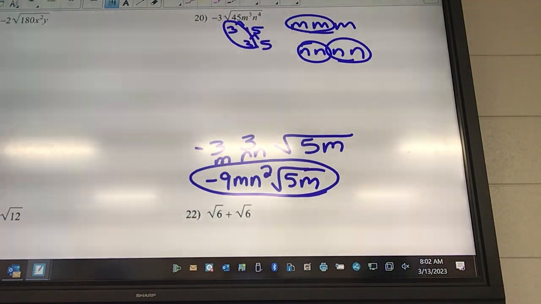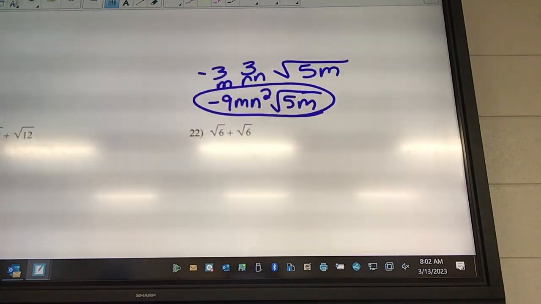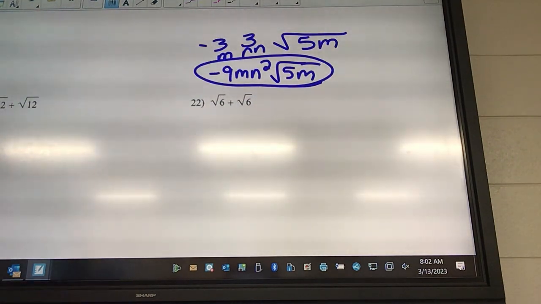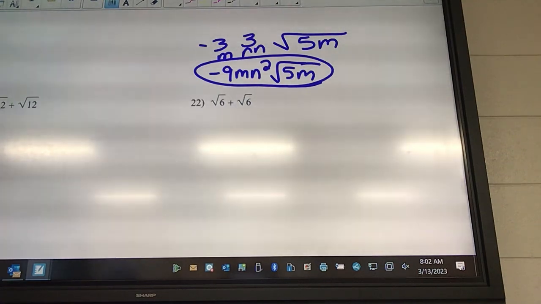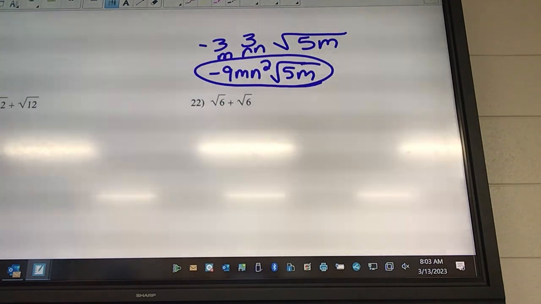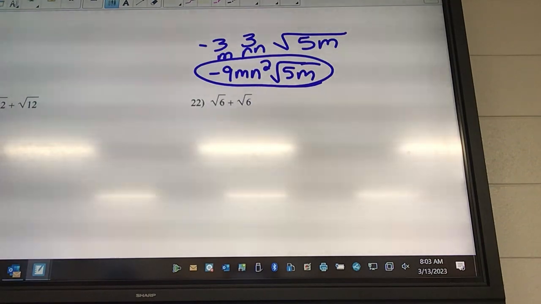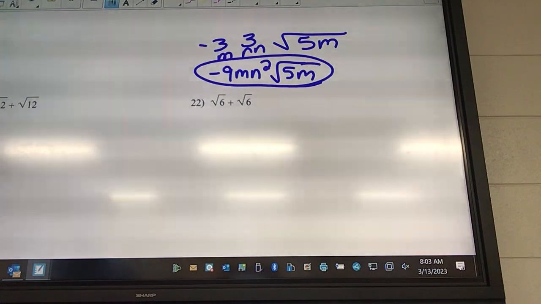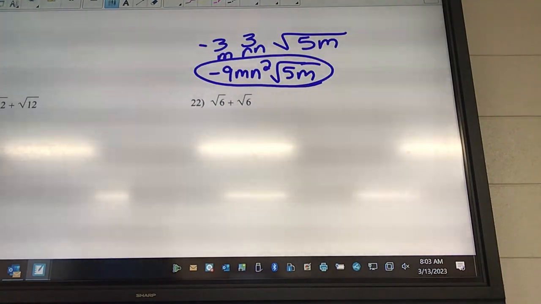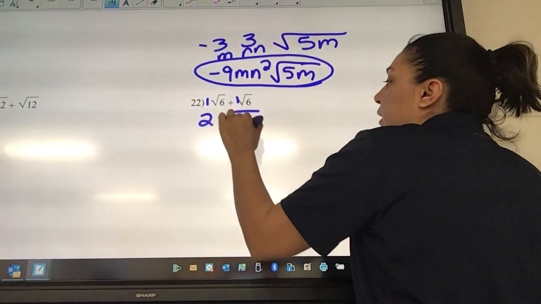Okay, 12. In order for us to add and subtract, what are the rules? There are 2 rules. We can only put them together if they're the same underneath and on the outside. So the index as well as the number underneath. There is no index there, so what is it? 2. And then they both have a 6 on the inside, so we are allowed to add the outside. So it's going to look like 2 square root of 6.